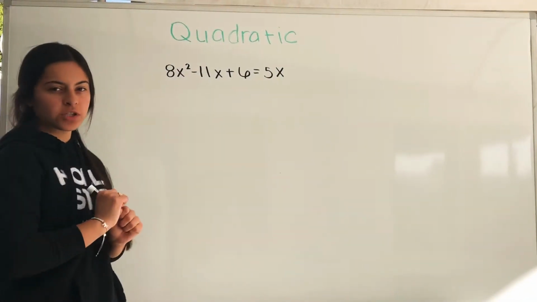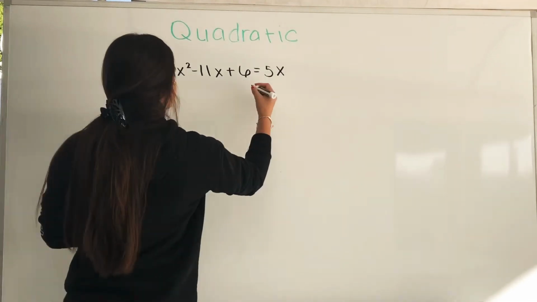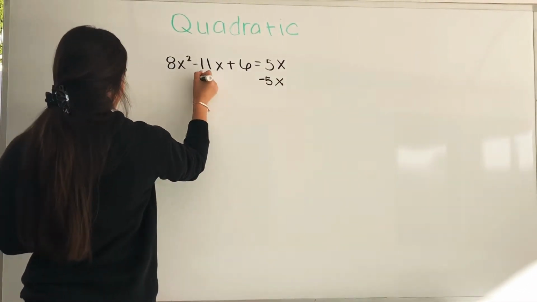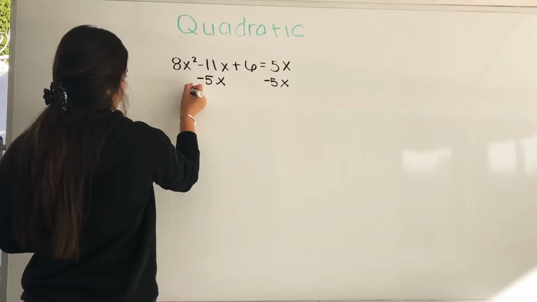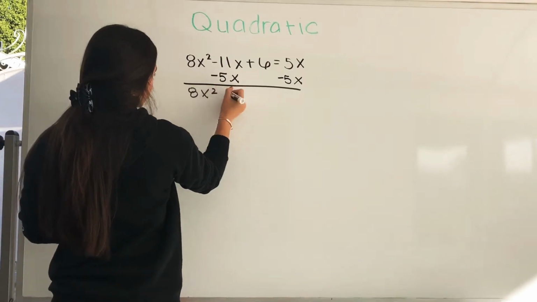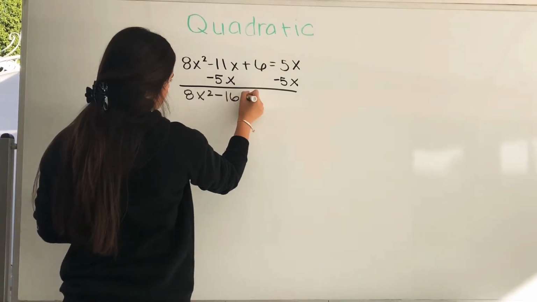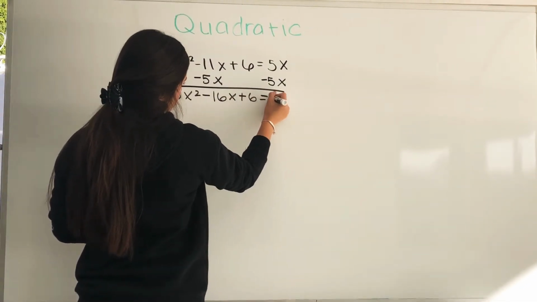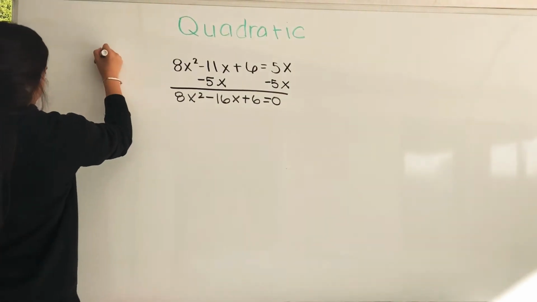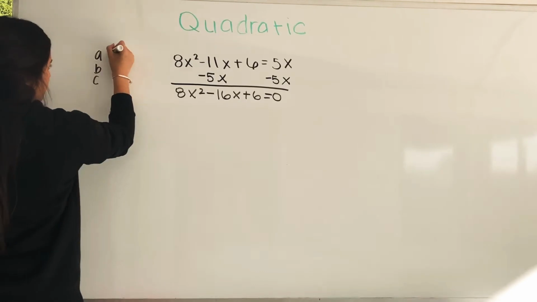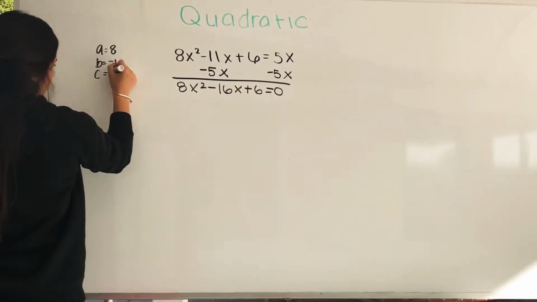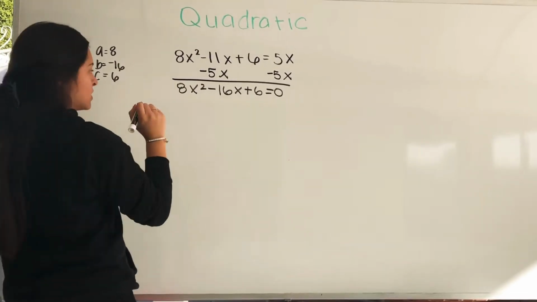I will be solving using the quadratic formula. First, I'm going to subtract positive 5x to get it on the other side in order to plug into the formula. Now I'm going to add the like terms. Next, I'm going to write a, b, and c on the side to make it easier. Now I'm going to plug everything into the quadratic formula.